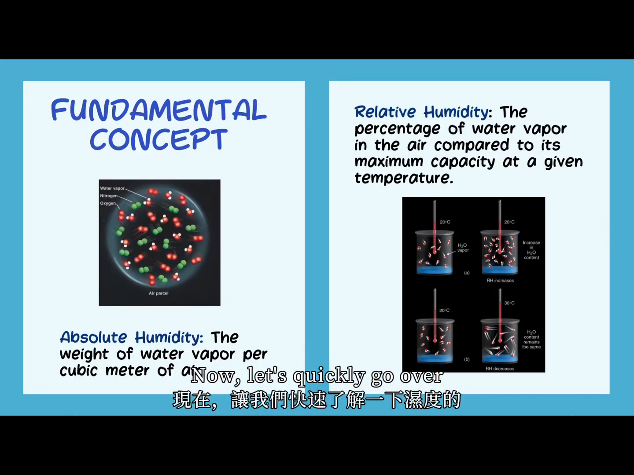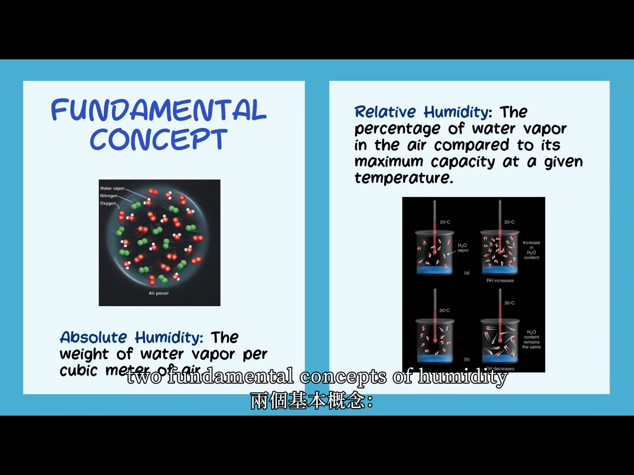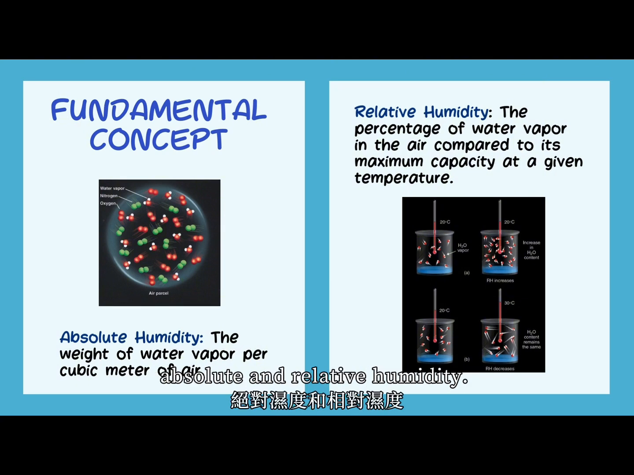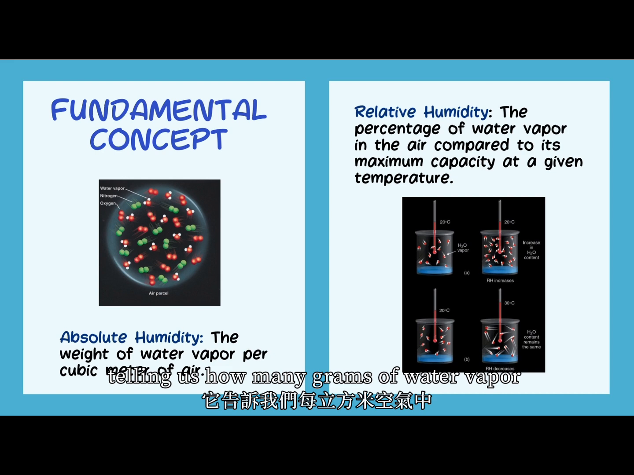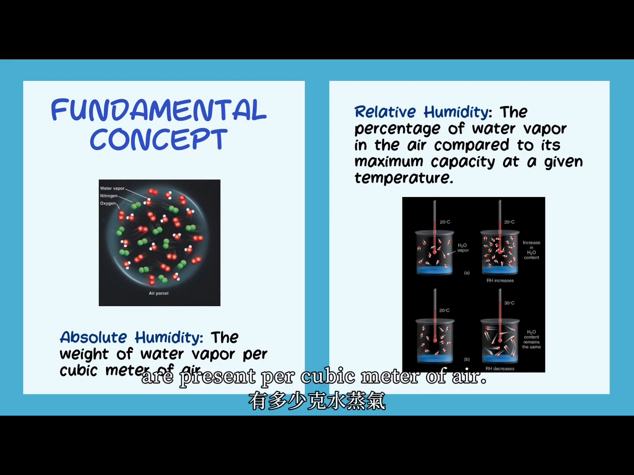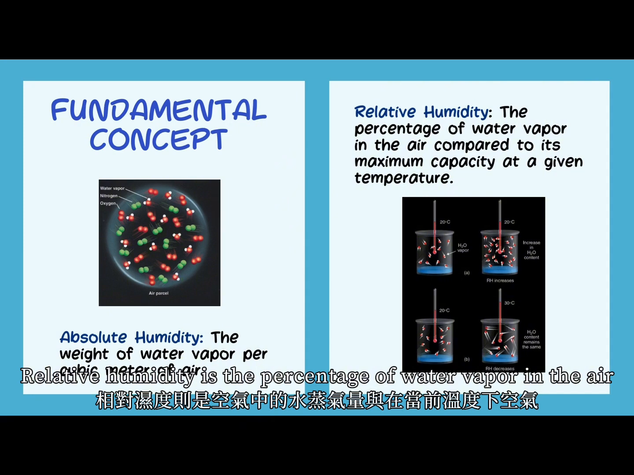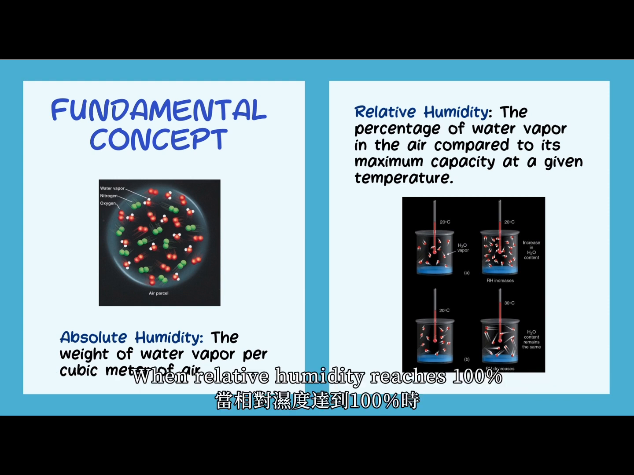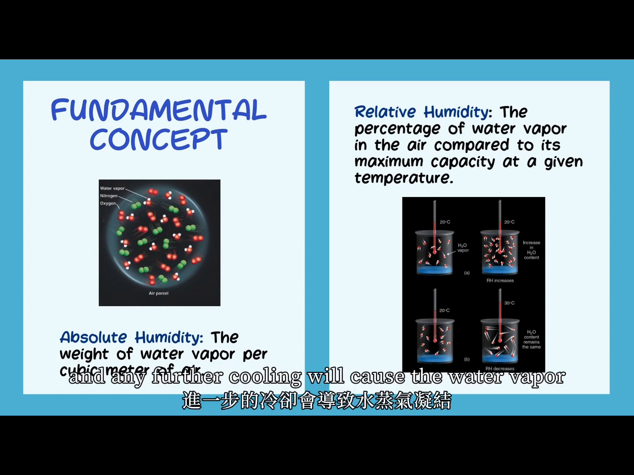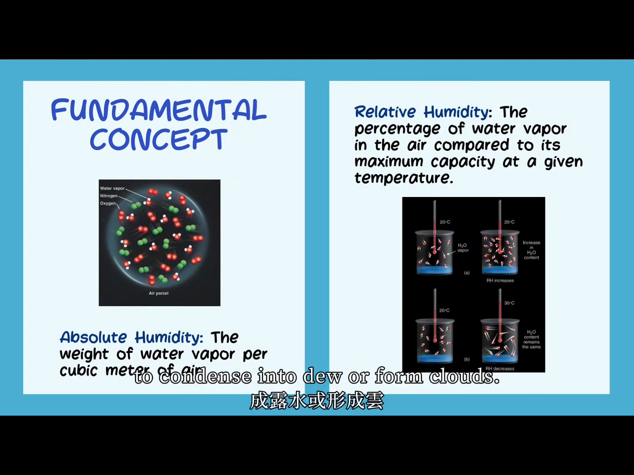Now let's quickly go over two fundamental concepts of humidity: absolute and relative humidity. Absolute humidity refers to the actual weight of water vapor in the air, telling us how many grams of water vapor are present per cubic meter of air. Relative humidity is the percentage of water vapor in the air compared to what the air can hold at the temperature. When relative humidity reaches 100%, the air is saturated, and any further cooling will cause the water vapor to condense into dew or form clouds.